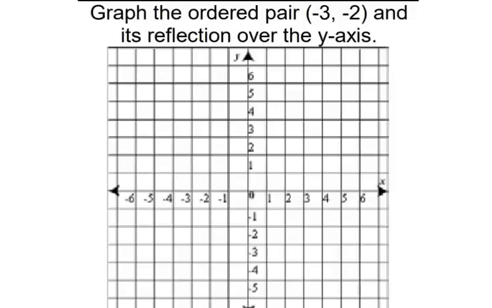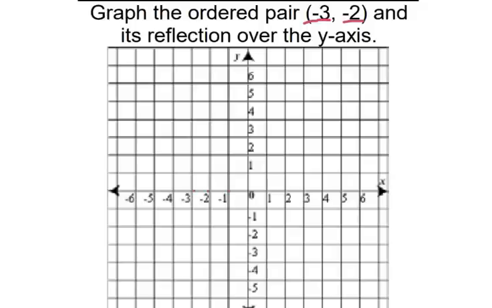Graph the ordered pair -3, -2, and its reflection over the y-axis. Okay, it keeps wanting us to reflect over the y-axis. All right, so here we go. We're going to start right there at the origin. Okay, that's where you start on a coordinate plane. We're going to go -3. So if we're going left or right, do we go to the right or left if we're going negative? Yeah, we're going to go to the left 3 places. 1, 2, 3.